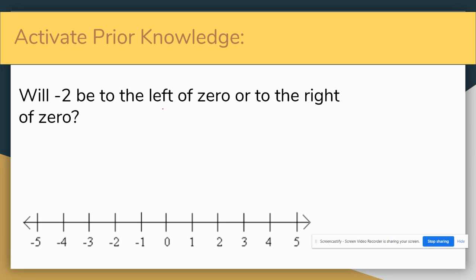Will -3 be to the left of 0, so this direction, or to the right of 0? I'm going to pause it. You choose. And I hope you use this number line to see. Here is -2 on my number line. Here is 0. I can see -2 is to the left of 0. And all negative numbers are to the left of 0. All positive numbers are going to be to the right of 0. If you remember the number line on my wall, you will see that it's written that way as well.